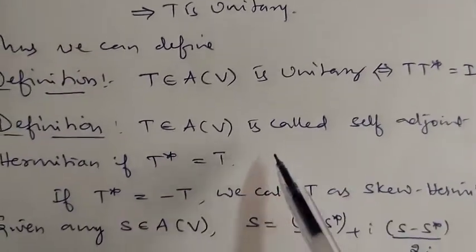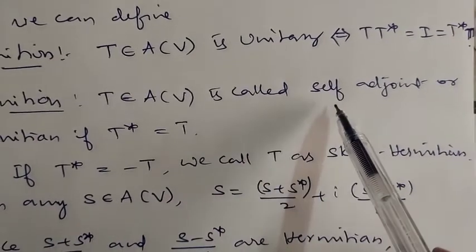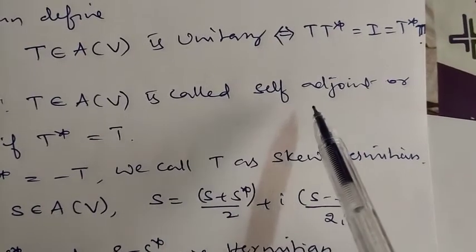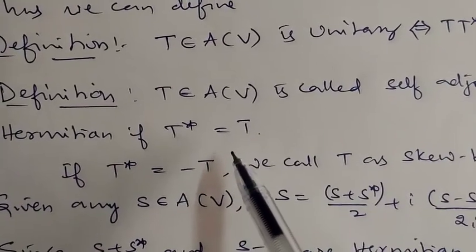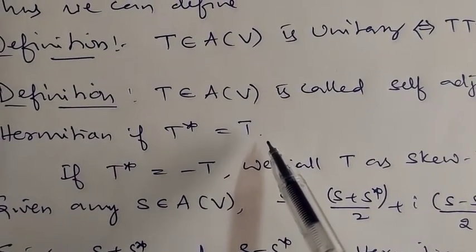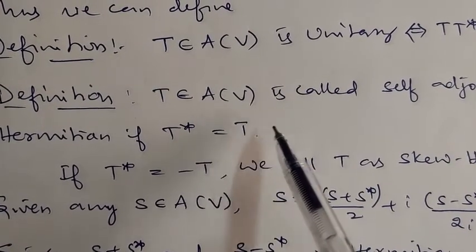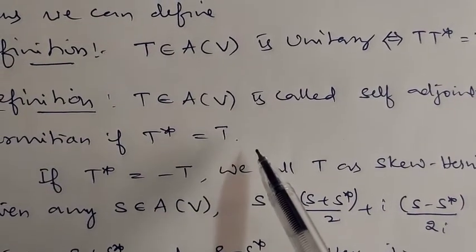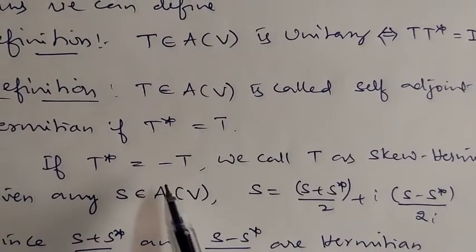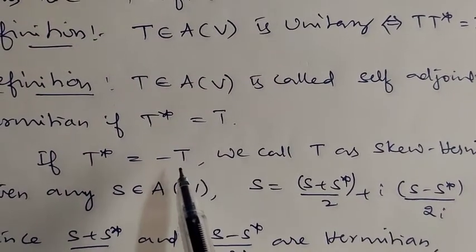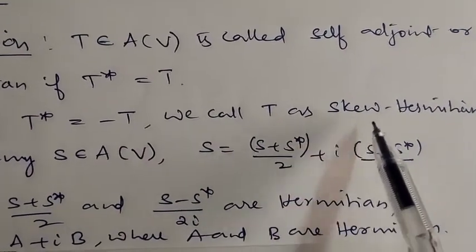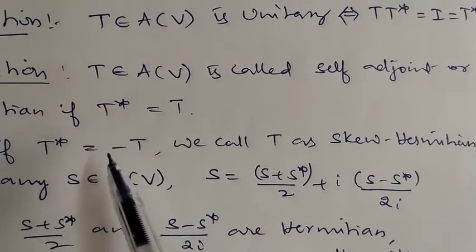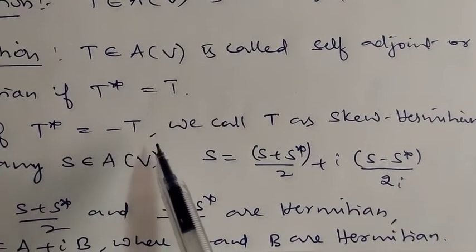Now suppose T belonging to E of V is self-adjoint or Hermitian. The transformation T belonging to E of V is called self-adjoint or Hermitian if T star is the same as T. Right? Now if T star is equal to minus T, we call T skew Hermitian. It is called Hermitian if T is equal to T star, and skew Hermitian if T star is equal to minus T.